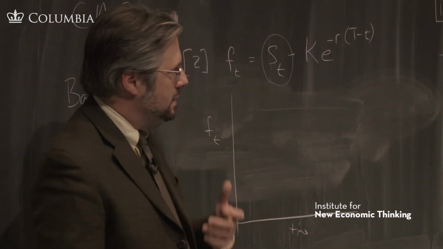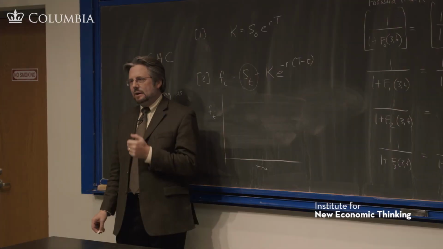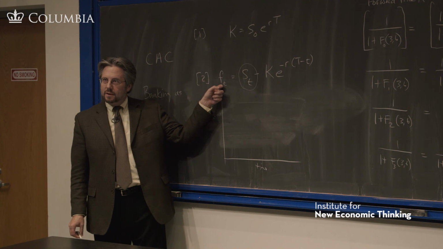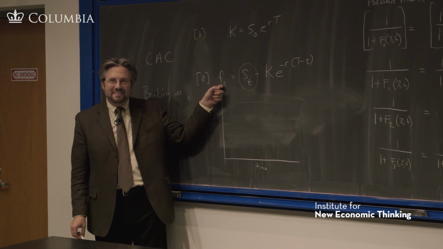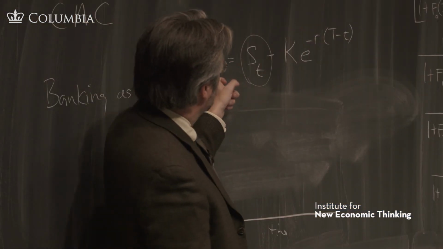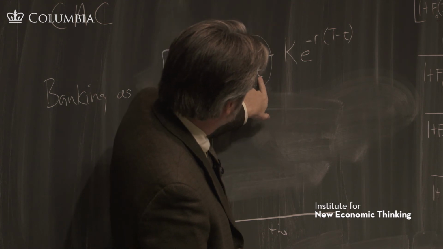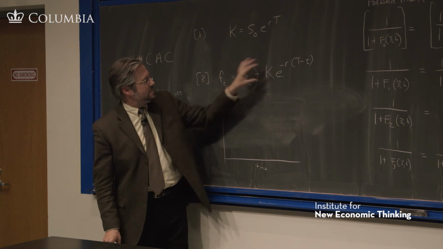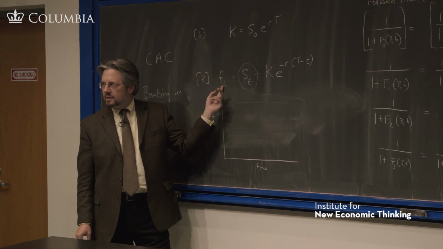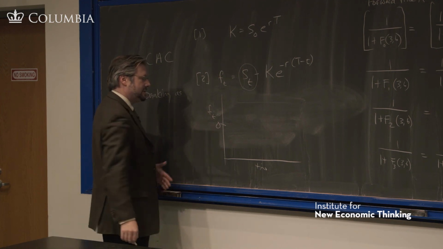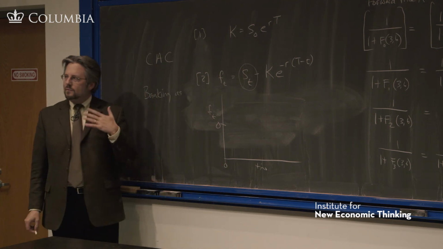Check your understanding. At time 0, what's the value of the forward contract? Time 0, what's the value of the forward contract? I hear whispers, and they're right. 0. Yes, 0. Okay, and you can see that just by plugging in. If this is 0 here, okay, and that's 0 there, then these two terms are the same, and so f(t) is 0. At time 0, the value of the forward contract is 0.